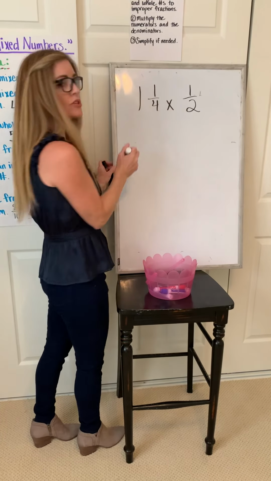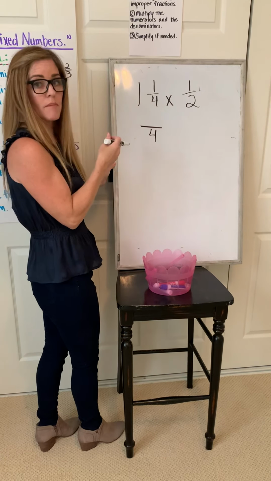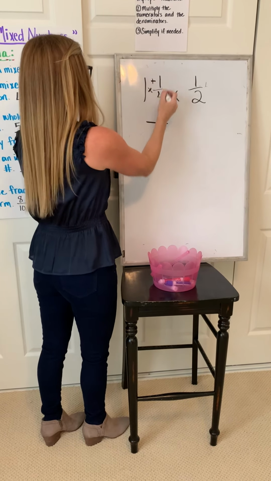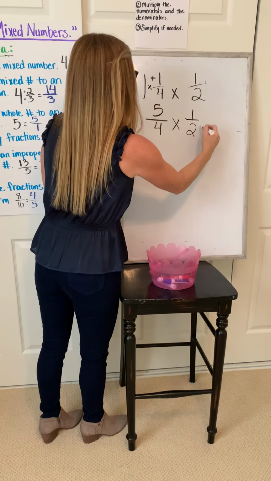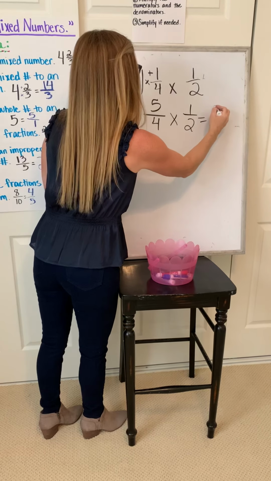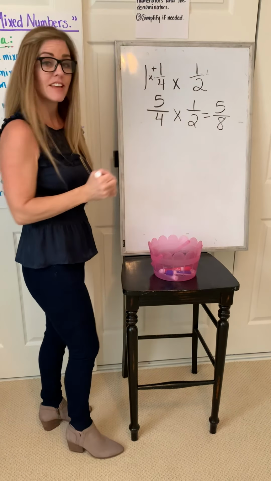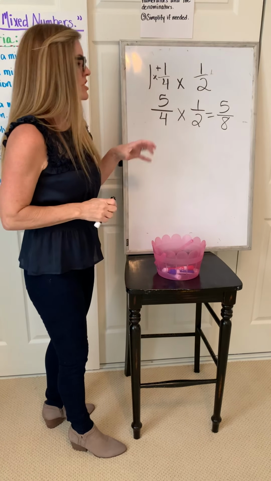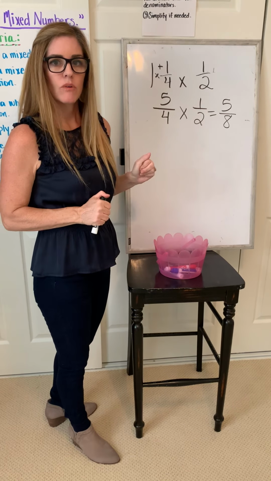We're going to change this to an improper fraction. Now we're going to climb that ladder. 4 times 1 is 4, plus 1 is 5. This is already just a fraction. It's good to go. 5 times 1 is 5. 4 times 2 is 8. And I end up with 5/8. Hopefully you did too. Don't worry too much if the final reducing is giving you a hard time.